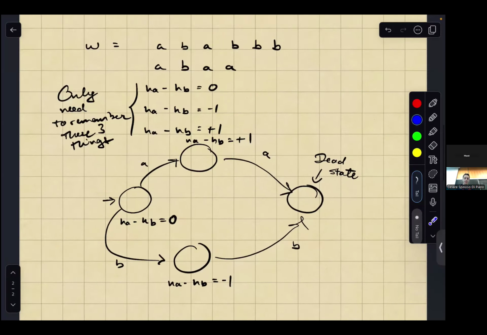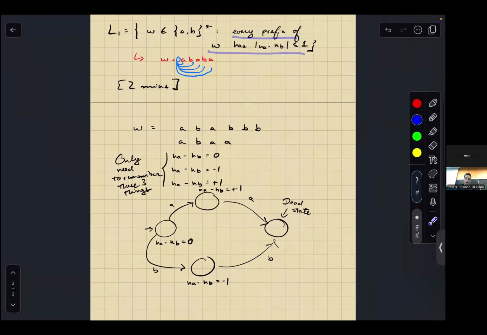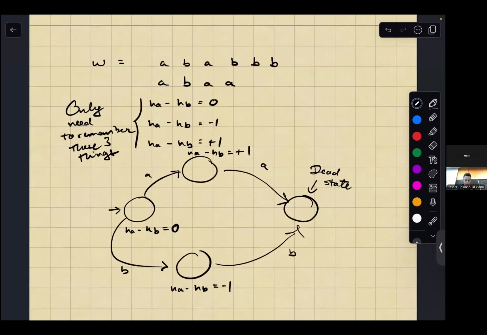So the reason why this has turned out to be regular is because the condition here is very, very strict, right? It says every prefix of W has this difference, right? Because it's so strict, I can just go through my string letter by letter, and I just need to update these three memory states, okay? So there's a few things missing though. This isn't a DFA quite yet.